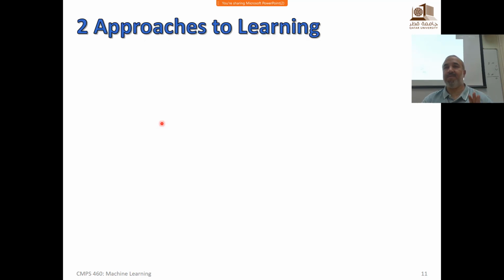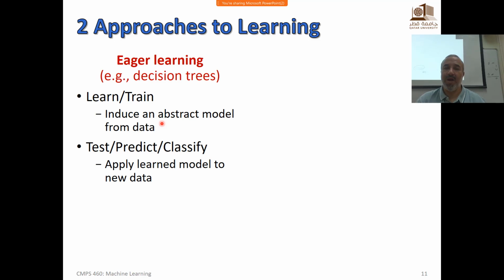Now, there are two approaches to learning. This slide is a bit zooming out, okay? The first approach to learning is called eager learning. In eager learning, we train a model. We have an abstract model in the training phase, and then we use that model in prediction. This is called eager learning.